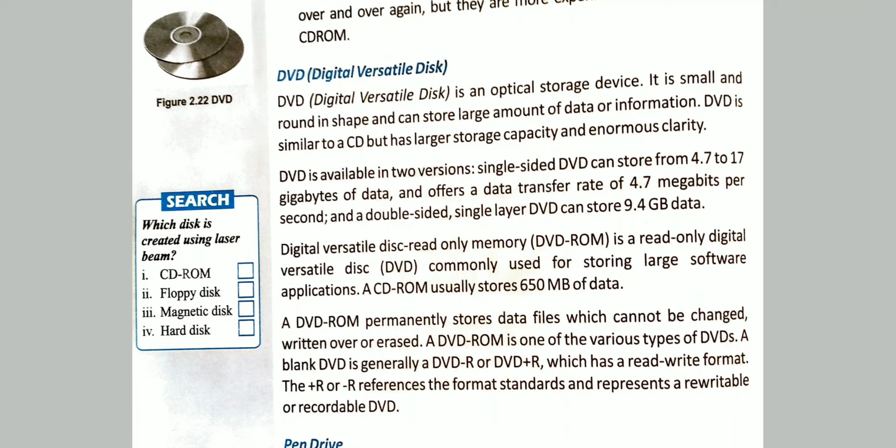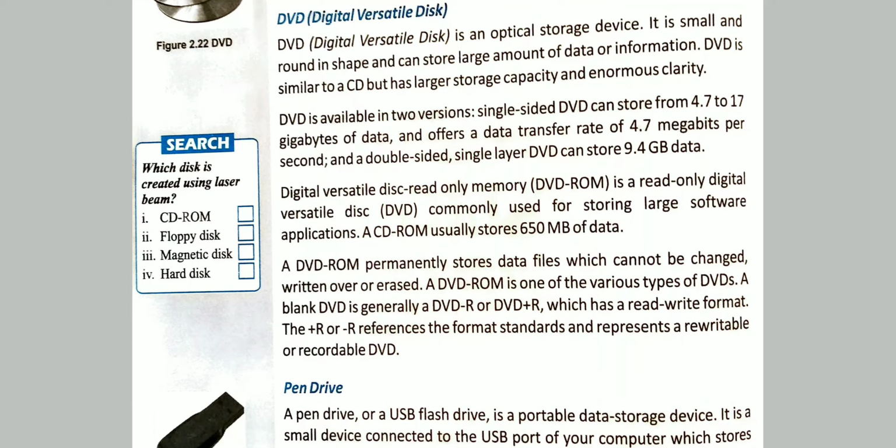Similarly, DVD, that is called digital versatile disk. Digital versatile disk is an optical storage device. It is small and round in shape and can store a large amount of data and information. DVD is similar to a CD but has larger storage capacity and enormous clarity. So what is the storage? 4.7 to 17 GB. These are the storage.